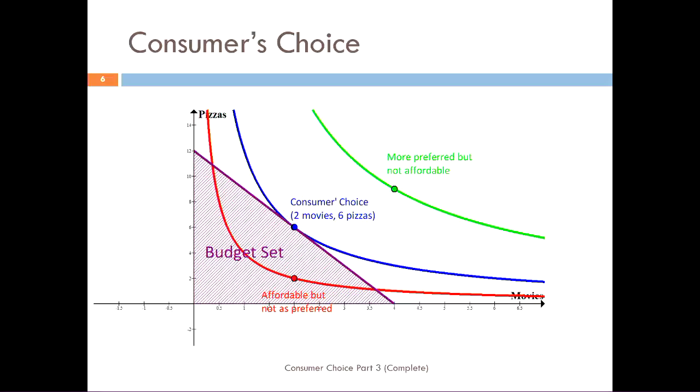Okay? Notice that the red bundle is affordable, 2 movies, 2 pizzas, but it's not the most preferred bundle. It lies on the lower indifference curve. Okay? Among all the affordable bundles, 2-6 is the most preferred affordable bundle.